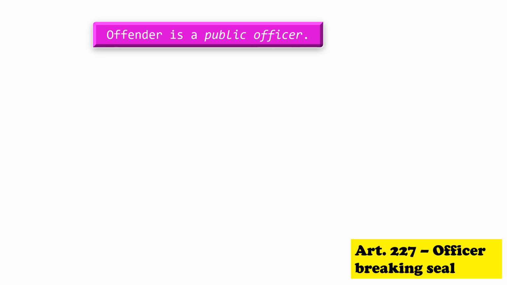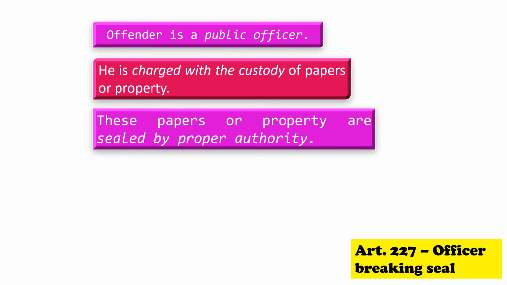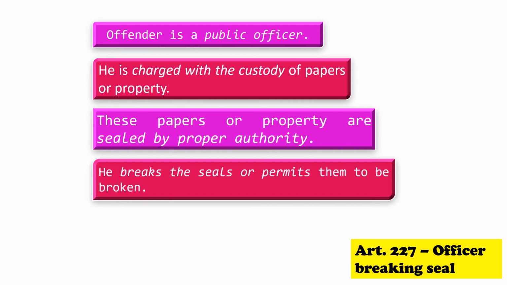Article 227, that is officer breaking seal. Offender here is again a public officer. He is in charge with the custody of papers or property, and these papers or property are sealed by proper authority, and he breaks the seals or permit them to be broken.